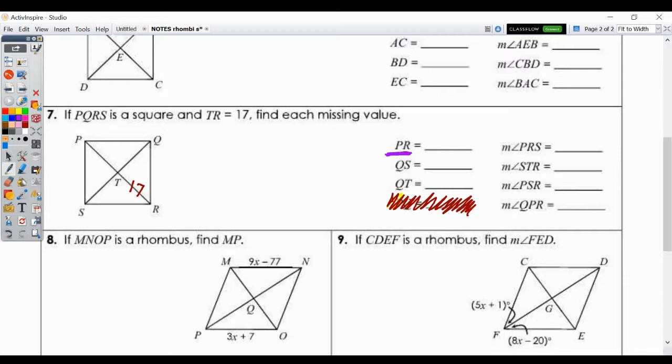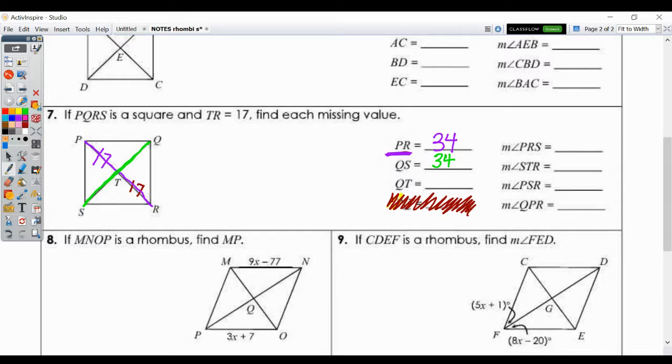So PR is just going to be this whole diagonal. Well, if half of it's 17, that means that this half is 17, and 17 plus 17 is 34. So that means the whole thing is 34. Then it wants QS. So it wants the other diagonal. Well, one of the rules of a square is that the diagonals are congruent. The diagonals are equal. So if PR is 34, then QS is also going to be 34.